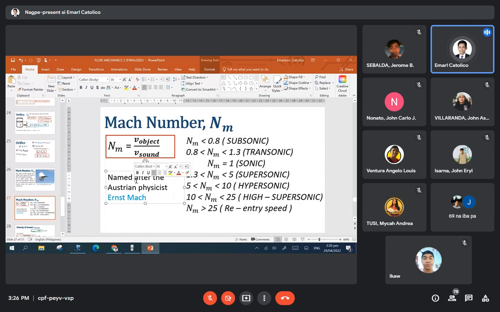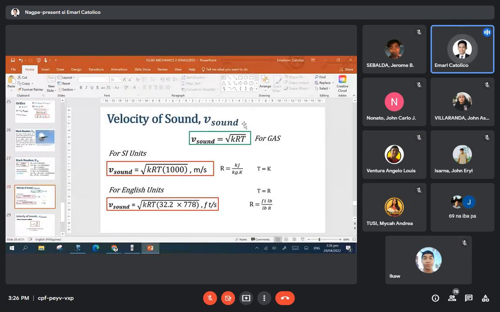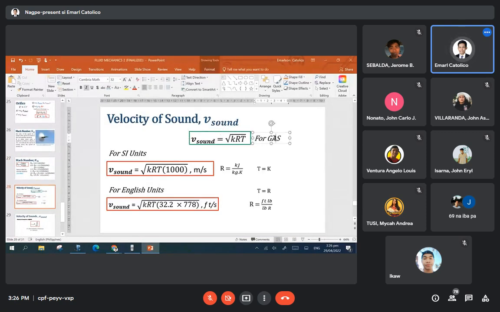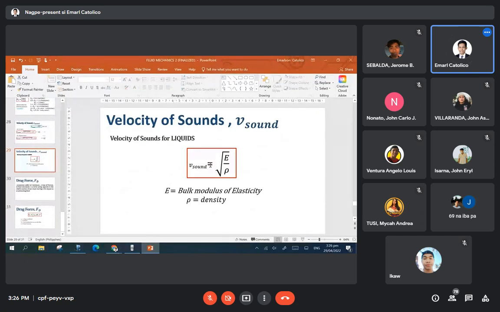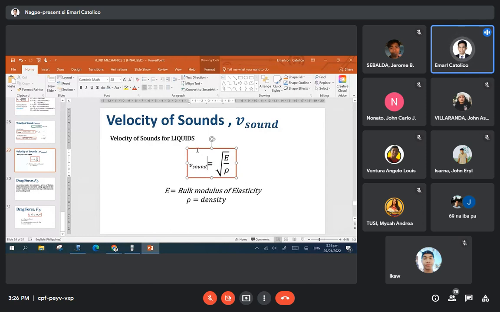Okay? So sa elements, yung Mach number pinangalan after Austrian physicist Ernst Mach. Velocity of sound, na-discuss ko na rin to, no? Pag sa gas, square root of ART. Okay? For liquid naman, hindi ko ata ito na-discuss dati, no? So kapag velocity ng sound in terms of liquid, formula natin is square root of E over density, or bulk modulus of elasticity divided by the density.